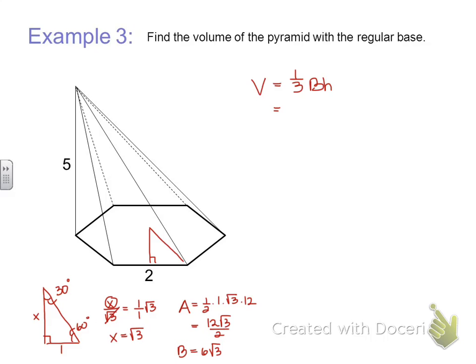But I'm going to take that base up to this formula that I started, and it's 1/3 times the base, which I just found is 6 root 3, times the height, which is 5. Very good. So multiply across the top, you get 30 root 3 over 3 is 10 root 3. And that is the volume of your pyramid here. All right.